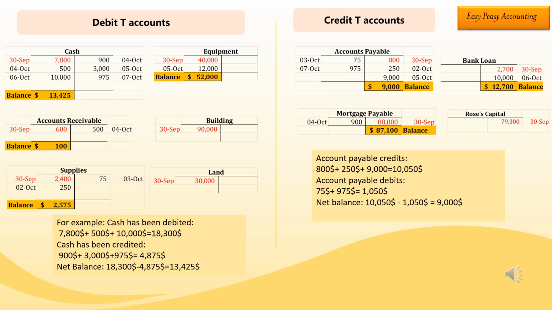$13,425. Accounts payable credits, $800 plus $250 plus $9,000 equals $10,050. Accounts payable debits, $75 plus $975 equals $1,050. Net balance, $10,050 minus $1,050 equals $9,000. This process ensures accurate financial tracking and clarity in account balances.